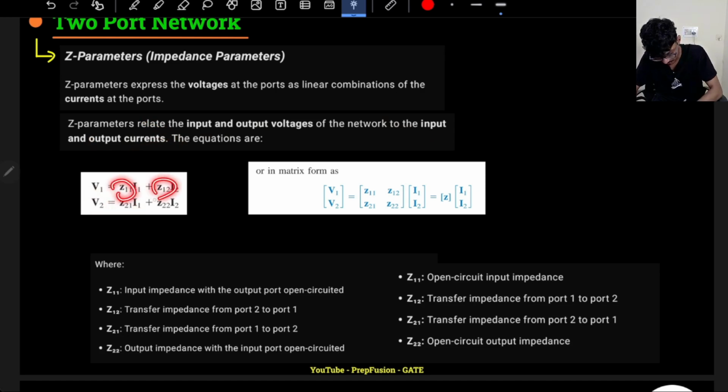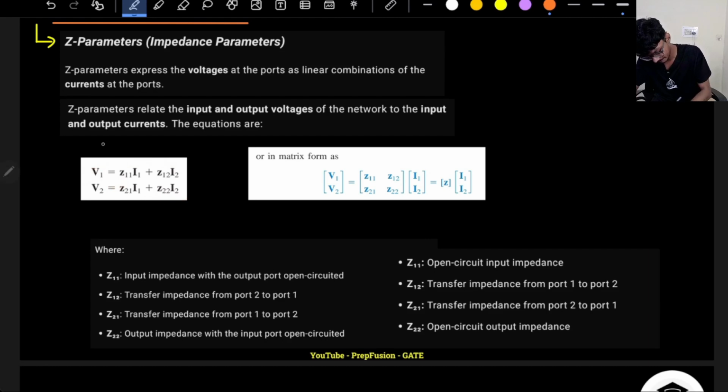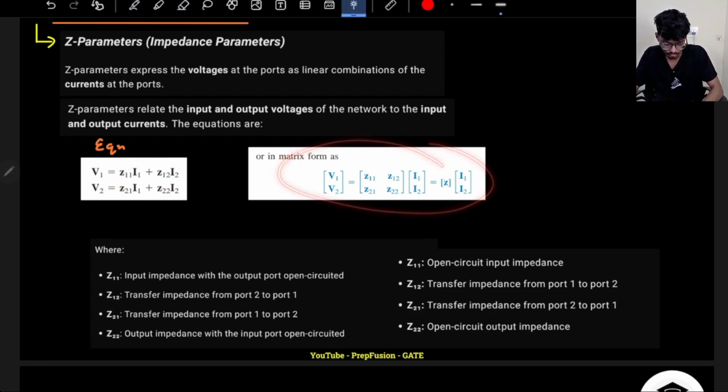Basically, these are all constants, and just like I wrote over there, X, Y, W, Z, they have some significance, some meaning. The naming scheme is given here because of that significance, which we will discuss. This is the normal equation format, and this is the matrix format. In matrix form, V1, V2 can be written as the matrix Z11, Z12, Z21, Z22 times I1, I2, which equals Z times I1, I2. So in matrix format you can write your voltages and currents like this.